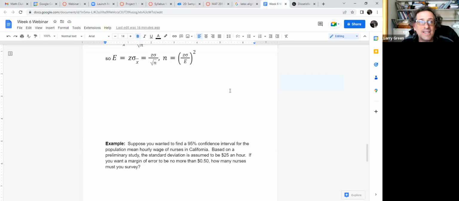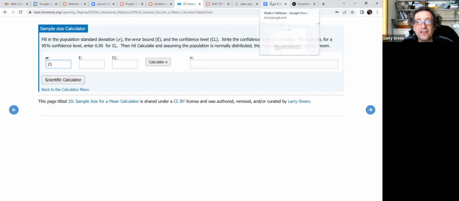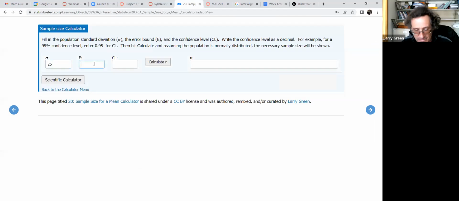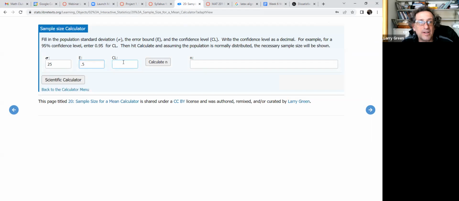So now we go ahead and here our standard deviation is $25. And our margin of error that we wanted was 50 cents, 0.5. The confidence level, we wanted 95%. So I'm going to go 0.95. And hit calculate N. Okay, so this says you need to survey 9,604 nurses.